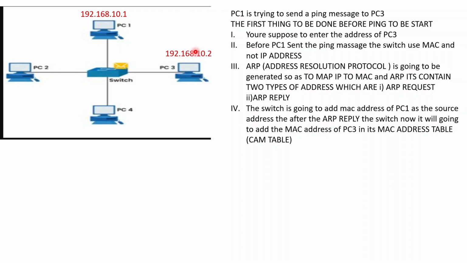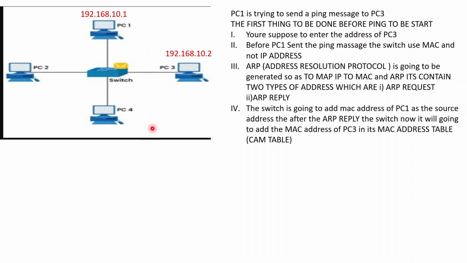Now, what is going to be done here? Let us say PC number 1 is trying to send a ping message to PC number 3. The ping message contains the IP address. Do you remember the encapsulation process of the OSI model? Once the PDU is encapsulated from the top layers, then to layer 4, layer 3, and finally layer 2, in layer 2 the Ethernet header and trailer are added, creating a frame.